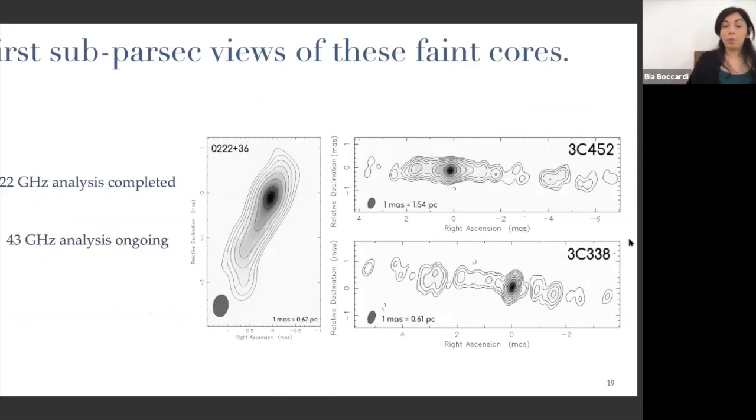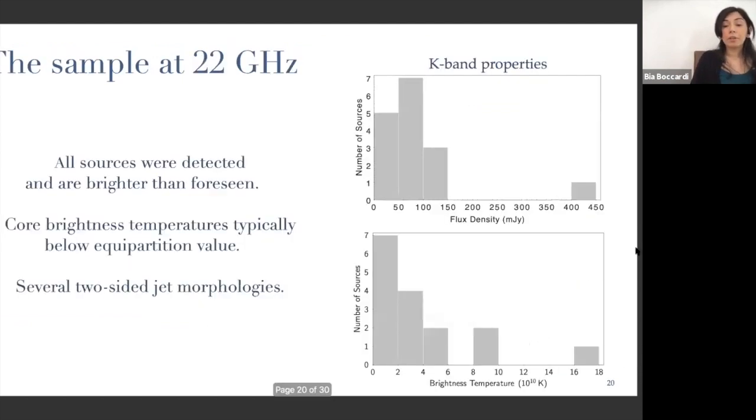We are working on this. I'm showing you here first views of the subparsec scale structures of these faint cores. We have completed the analysis at 22 gigahertz, and we are now working on the 43 gigahertz data. And the good news is that we have detected all objects, and actually these objects are brighter than we thought. Here you can see the distribution of the flux density in the K band.